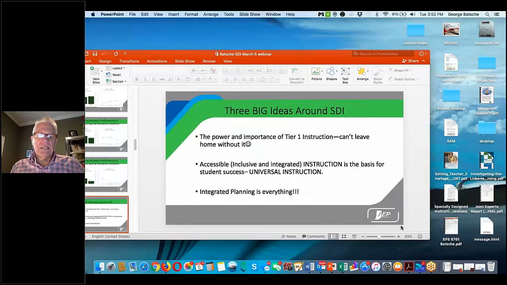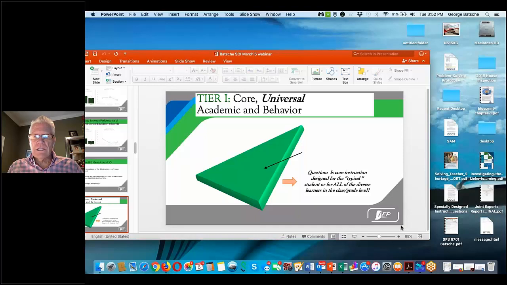So the three big ideas are the power and importance of Tier 1, having accessible, inclusive, and integrated instruction. I call it universal instruction. And then how do we plan to do that? How do we use planning to do that? So let's talk a little bit.